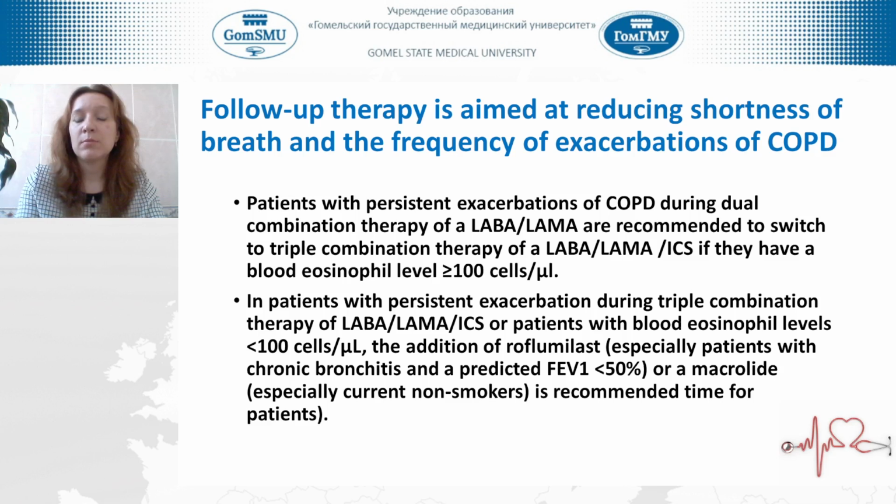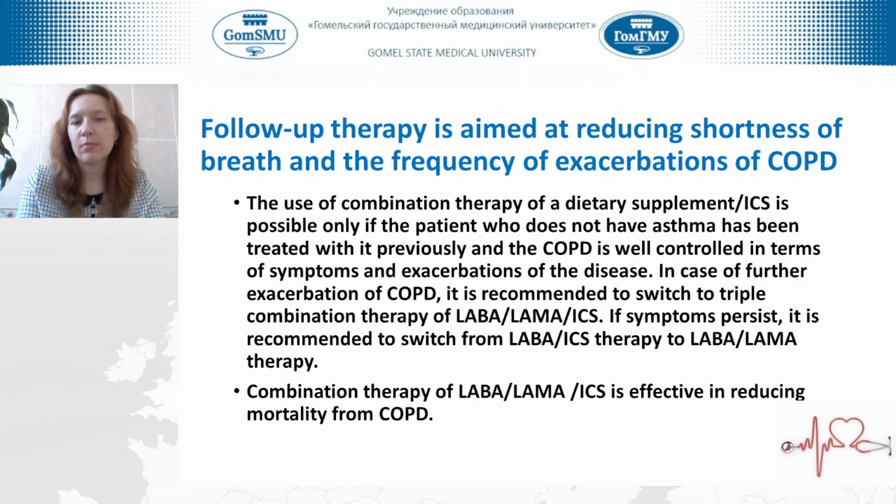In a patient with persistent exacerbations during triple combination therapy of LABA, LAMA, and inhaled corticosteroids, or a patient with a blood eosinophil level less than 100, the addition of roflumilast, a phosphodiesterase-4 inhibitor, is recommended, especially for a patient with chronic bronchitis or a predicted FEV1 less than 50%, or a macrolide, especially in current non-smokers.